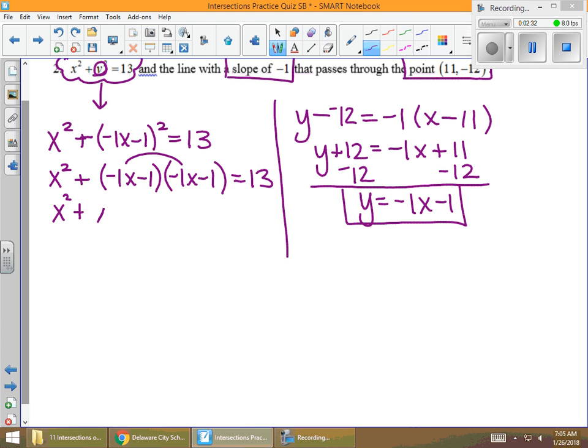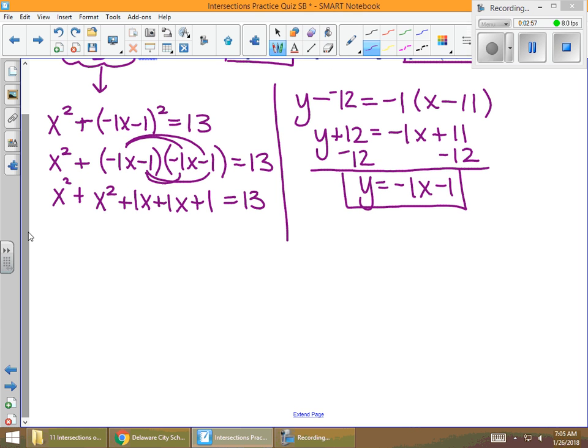-1x times -1x is positive x squared. -1x times -1 is positive 1x. Same thing here. -1 times -1 is positive 1. When we were doing trig, I think you guys felt like there were some problems where you couldn't have more 2's. We almost couldn't have more 1's in this problem. All right, here are my like terms. 2x squareds. I have 2 x's.